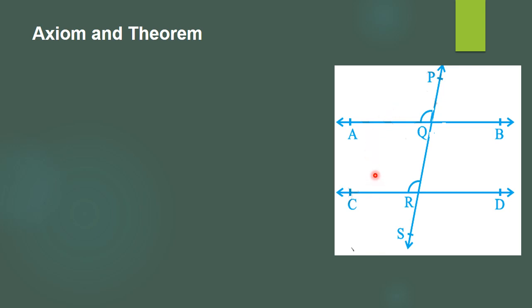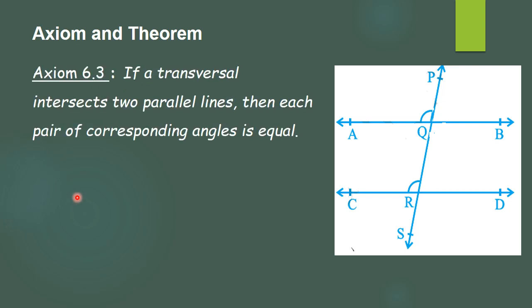Every time it's not possible to check whether the lines intersect in a plane or check the distances. So we are going to study according to the angles, and for that there are certain axioms. The first axiom says that if the transversal intersects two parallel lines, here AB and CD are parallel lines, then each pair of corresponding angles is equal. Angle Q and angle R are equal.